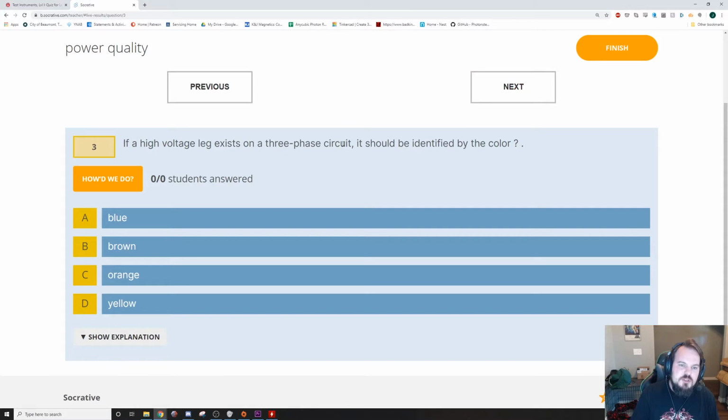If a high voltage leg exists on a three-phase circuit, it should be identified by the color orange. This one is actually in your code book. I'm sure it's in this book as well. It is high leg identification in your code book. And that's a common knowledge type question that you should just know.